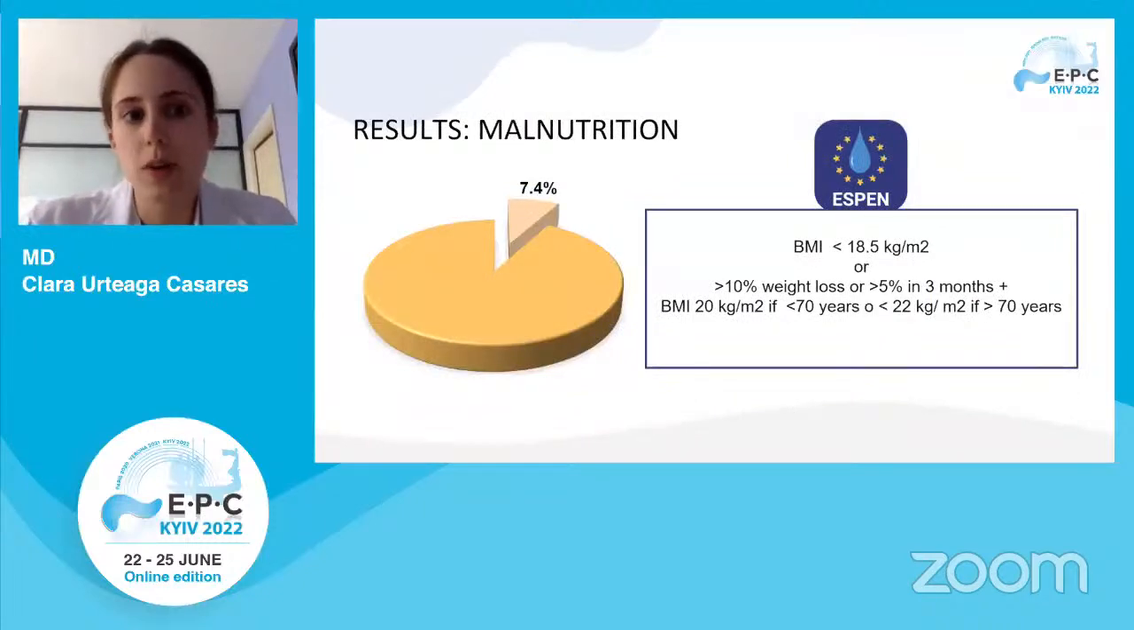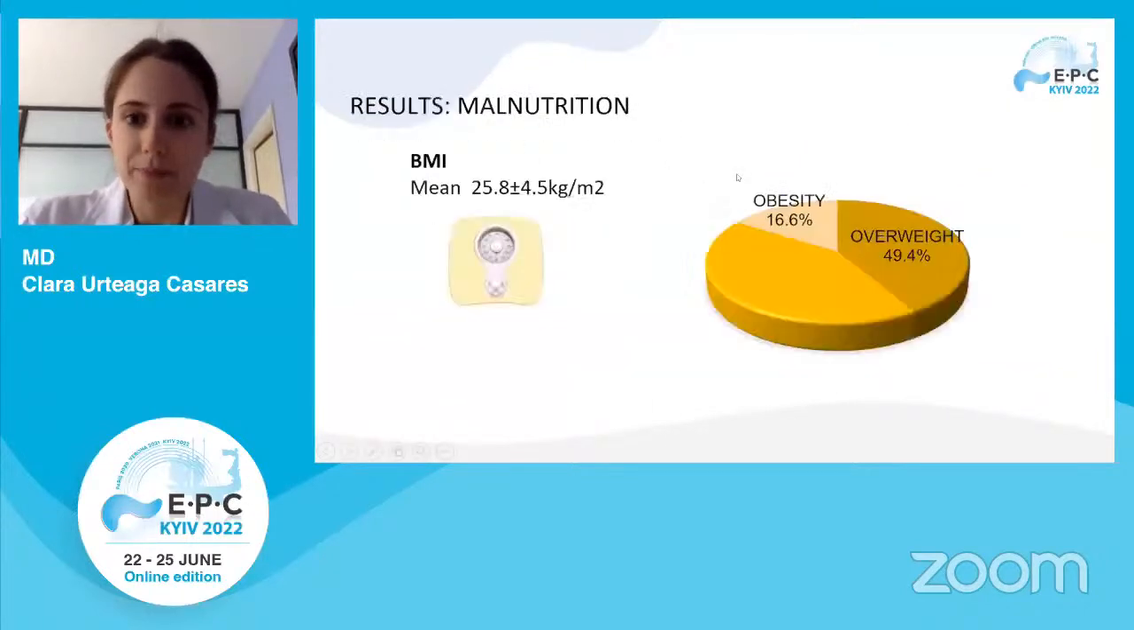And the last topic we are going to discuss is malnutrition. If we stick to the European Society for Clinical Nutrition and Metabolism criteria according to anthropometric measures, there are only 7.4% of patients that follow all these criteria. So there are not many patients. But if we look beyond those anthropometric measures, we will see that there are more patients who may suffer from malnutrition. In fact, when we looked at anthropometric measures, there was something that really struck me.